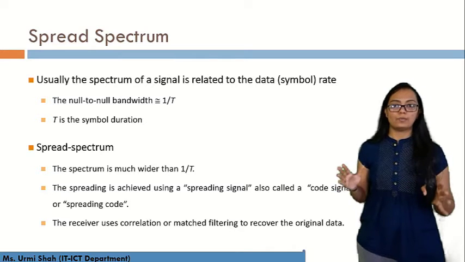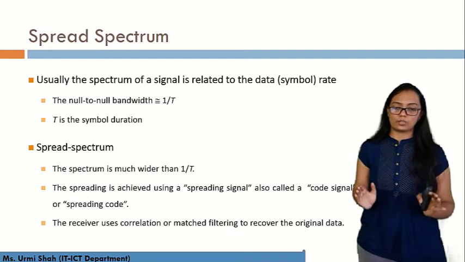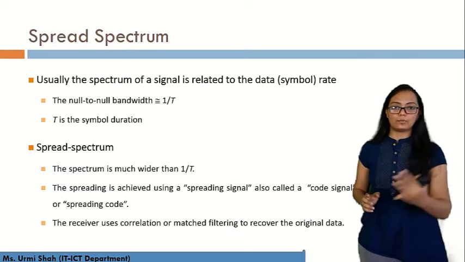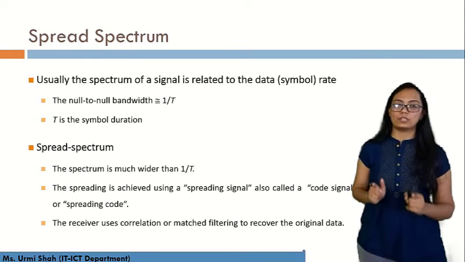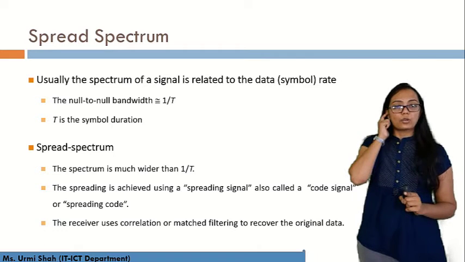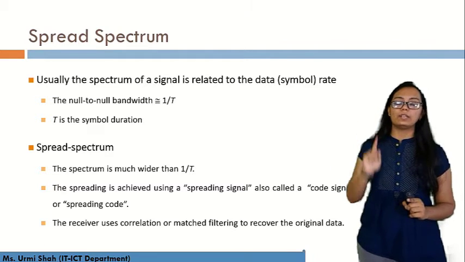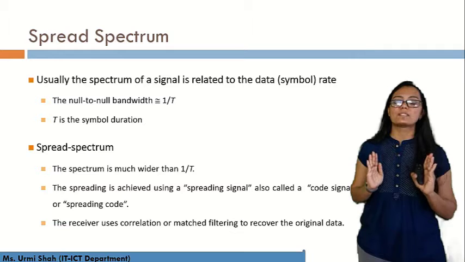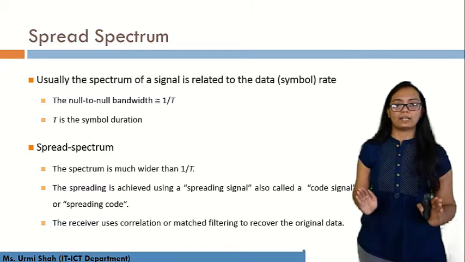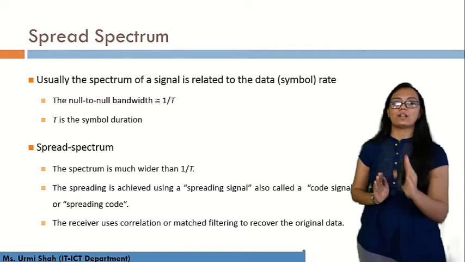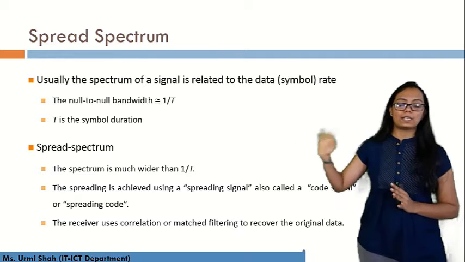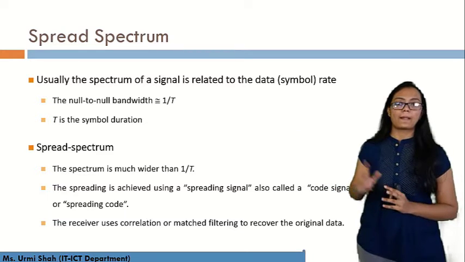T is your total time duration or symbol duration in which one symbol can be transmitted. So that is actually your symbol rate. So your spectrum of signal will be represented in the form of symbol rate or your data rate: how much data can be transmitted in T time duration.